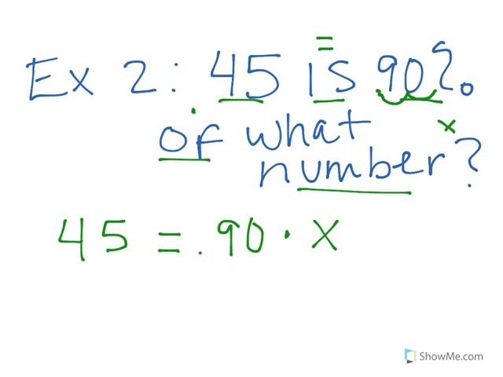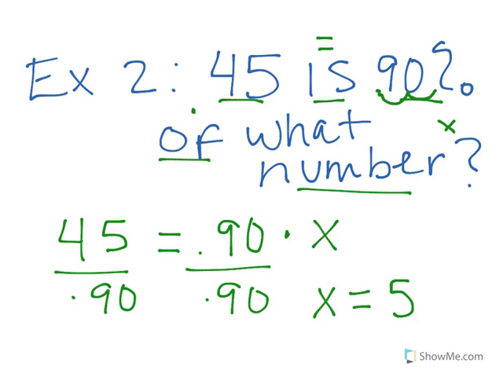So I'm going to solve this very similar to the last one. The opposite of multiplication is division, so I'm going to just divide both sides by 0.90 or 0.9. All you have to do is type that into your calculator, and then you're going to get X equals 50. So 45 is 90% of what number? That number is 50.